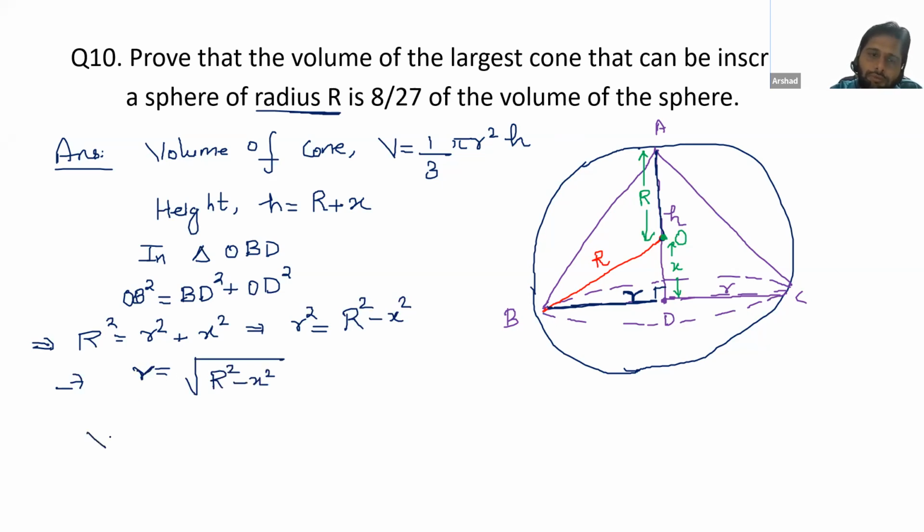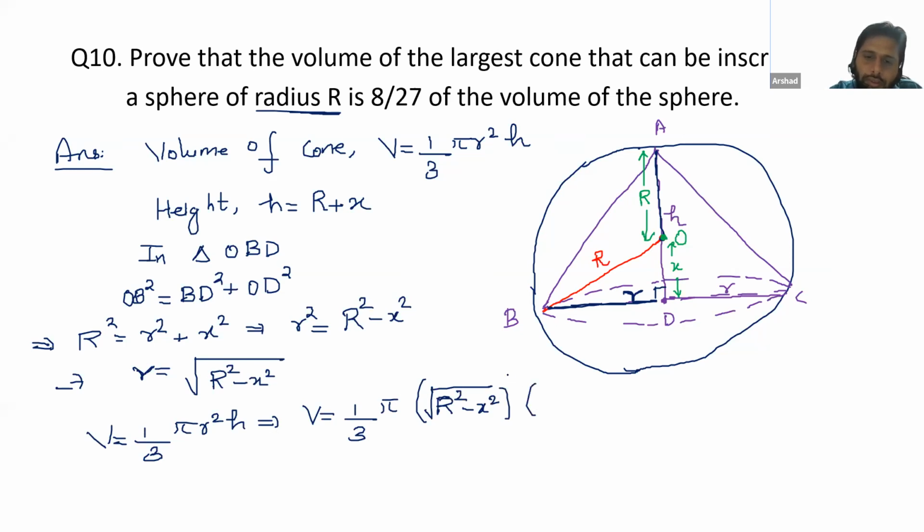So what is the volume now? Volume is equal to 1/3 pi r square h. V is equal to 1/3 pi, r square means under root R square minus X square, whole square, into h. And h is what? h is capital R plus X. Now this is a very simplified form. I hope this is clear to everyone. Now you can solve this on your own. If anyone has a doubt, please let me know. Otherwise, note this down, find the critical points and share your answer.